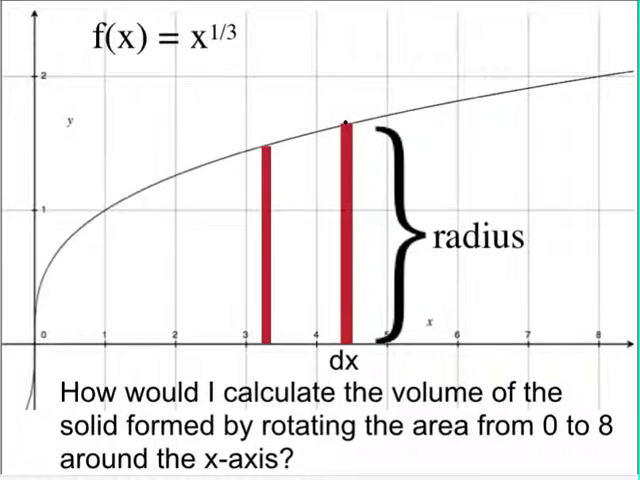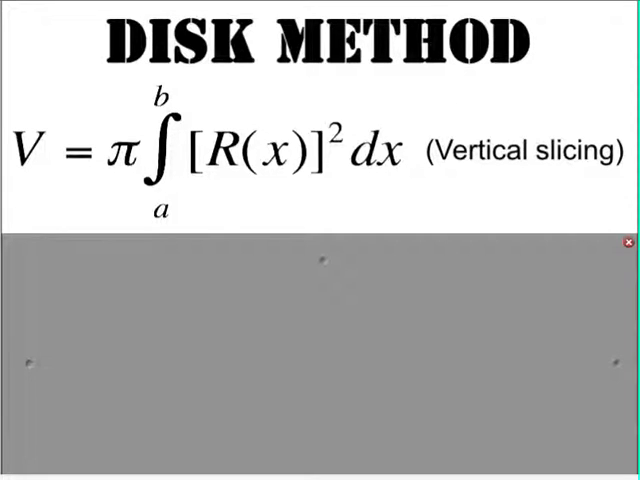And so the generic formula for volume using the disk method is volume equals pi times the definite integral from a to b of r of x squared dx, and this is vertical slicing, so your rectangles are vertical. Here's the pi, that's my constant, pi r squared, that's the area of my circle, my base, and then the width, my dx, would be the height of my disk. And then it's just from a to b, whatever your limits of integration are.